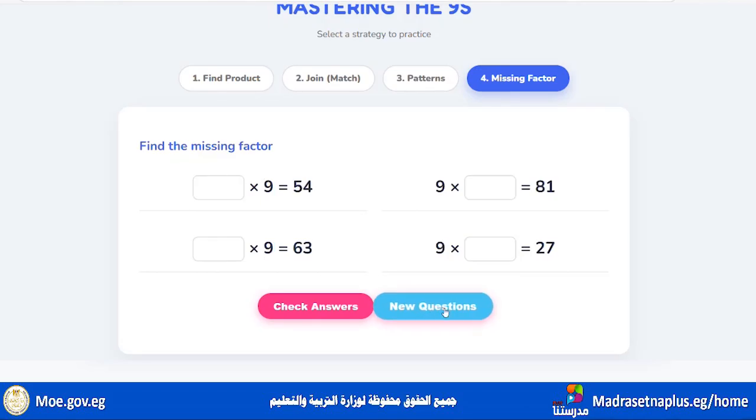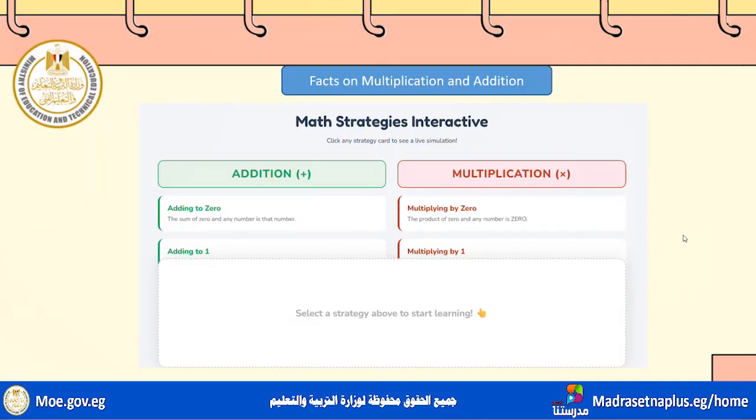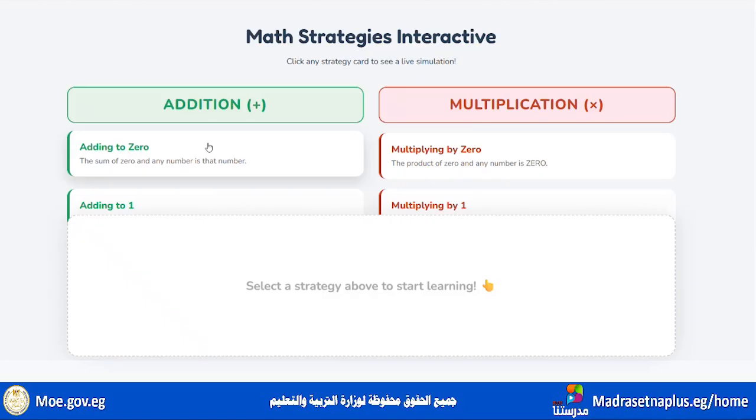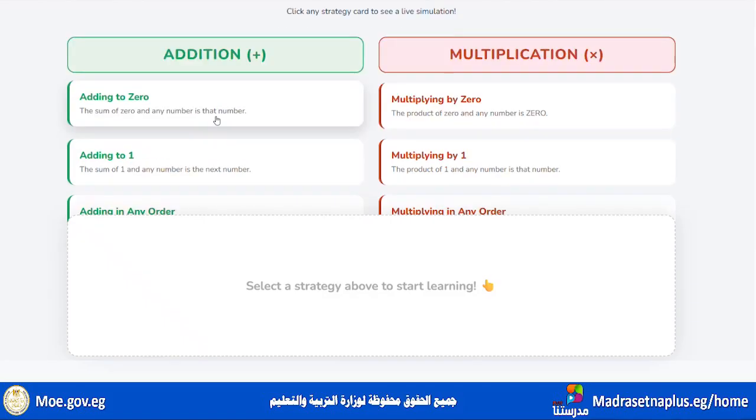You can see, let's finish with this one. Here, 6. Yes, 9. Yes, 7. What about the last one? Yes, 3. Let's finish this activity. Now, facts on multiplication and addition. Take care here. Adding to 0.